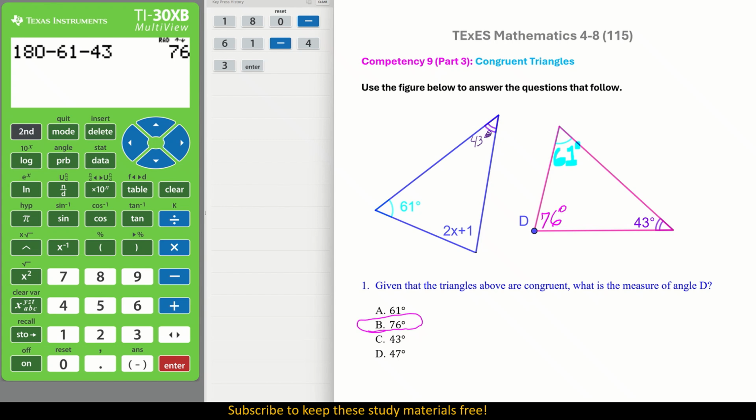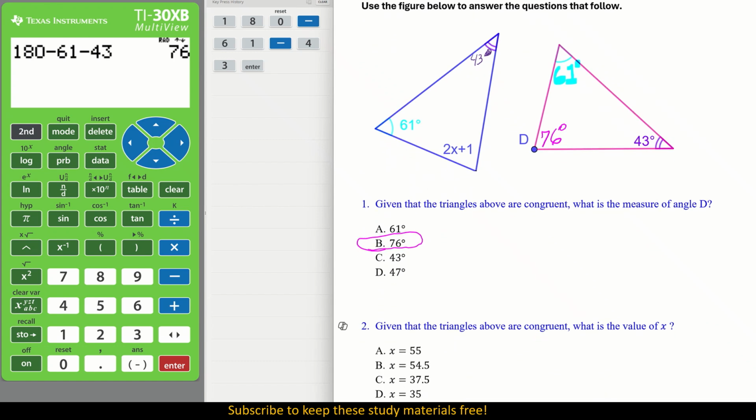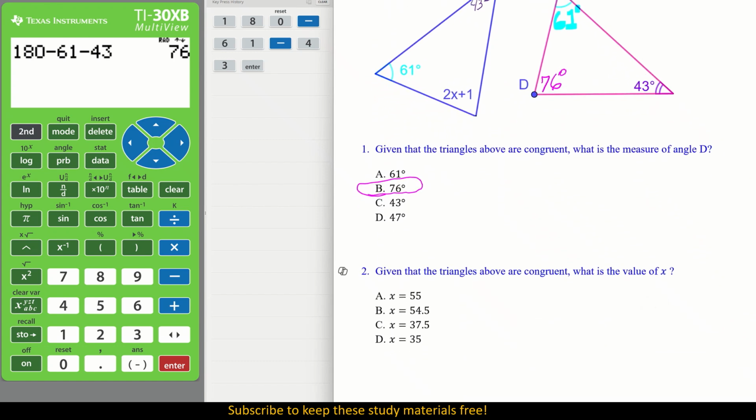Now, let's look at number 2. It's a little different because now they're asking you what is the measure of X. What is the value of X? Okay. So we can use our calculator for that. So we know that D corresponds to two corresponding equals here. Let me label this. This is actually D here and here. Okay. So we know it equals 76. So we just went through all that when we answered number 1.